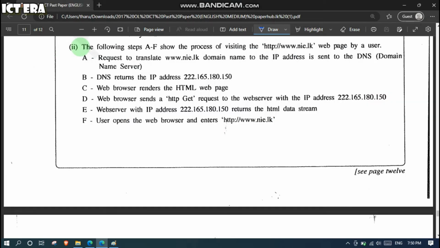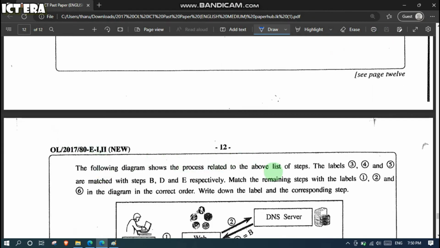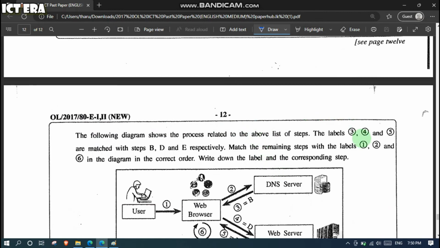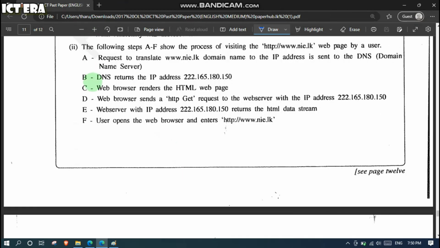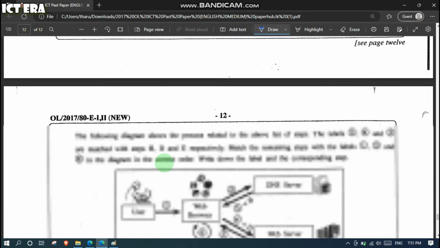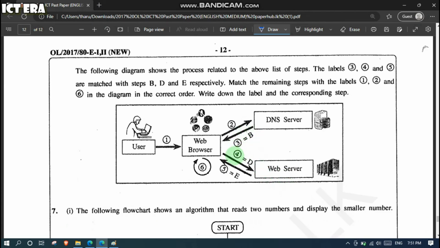Okay, then Roman number 2. The following steps A to F show the process of visiting this URL from a website by a user. The following diagram shows the process related to the above list of steps. So the labels 3, 4 and 5 are matched with B, D and E. Okay. So B, D, E can be omitted because they are matched with 3, 4 and 5. Now we have to find the remaining steps.